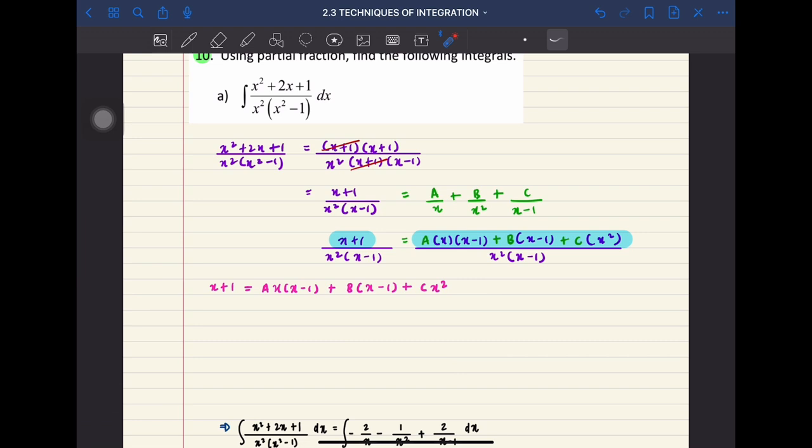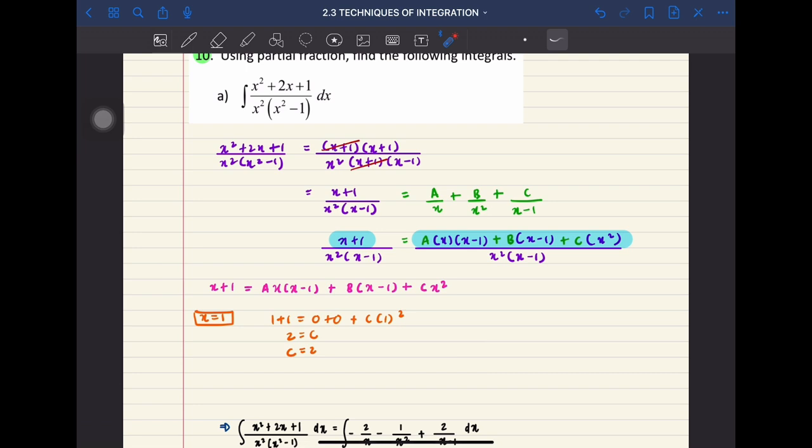For example, we can let x equal to 1. Okay, why? Because if we let x equal to 1, this one will become 0. This one will also become 0. So what's left is this one and this one. So we can directly get the c. Okay, so when x equal to 1, the left hand side becomes 2, 1 plus 1, and then 0 plus c times 1 squared. So we get our c.